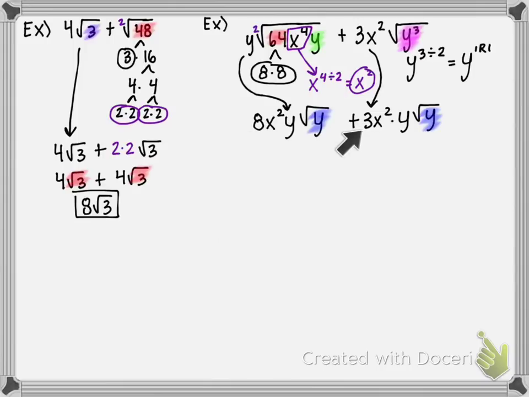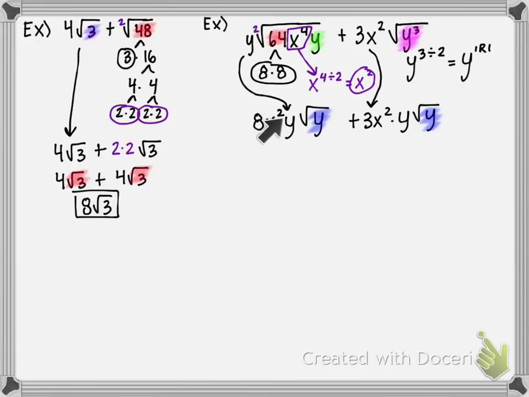So 8 plus, and I can only combine these because 8x squared y and 3x squared y. So x squared y and x squared y, both of those are the same, which means I can combine 8 and 3. If this was 8x cubed y and 3x squared y, I cannot combine these two, even though the square root of y is the same. Because in order to combine these two, I need to have every single variable match every single variable over here. Okay, so that's really important.